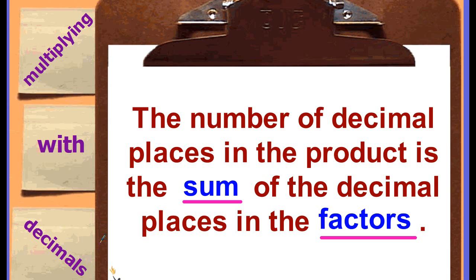So if I have 3 and 5/10 times 1800ths, my answer is going to have 1, 2, 3 decimal places in it. Okay, the number of decimal places in the product, which is the answer, is the sum of the decimal places in the factors. There's 1 decimal place in the first factor, there's 2 in the second factor, so my answer will have 3 decimal place values. Pretty easy, so let's try some.